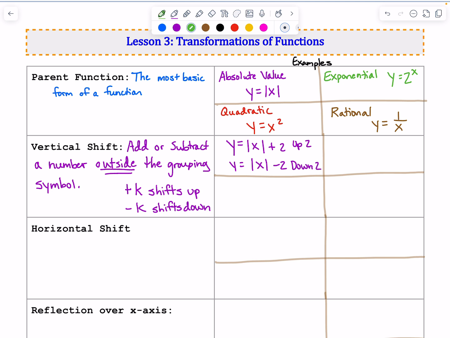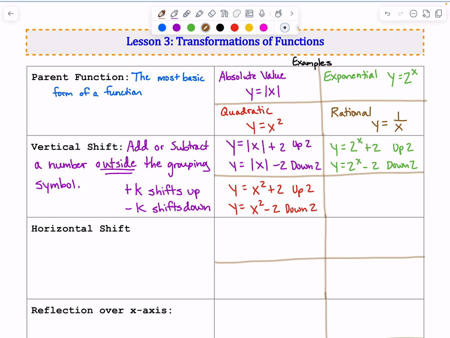Okay, so for exponential, we'll do the same thing. So y equals 2 to the power of x, and then plus 2 would make it go up 2, and then y equals 2 to the x minus 2 would make this function go down 2. So just notice in each function the grouping symbol changes, but the rule stays the same. So y equals x squared plus 2 for quadratic makes it go up 2, and y equals x squared minus 2 will make it go down 2.